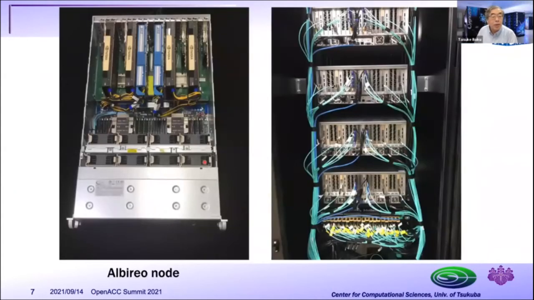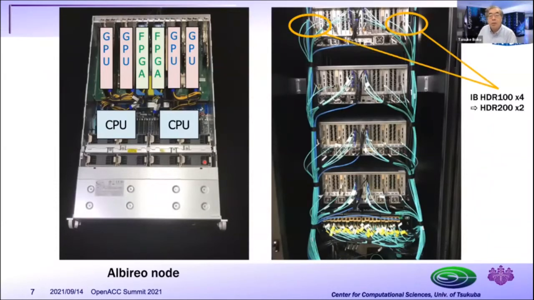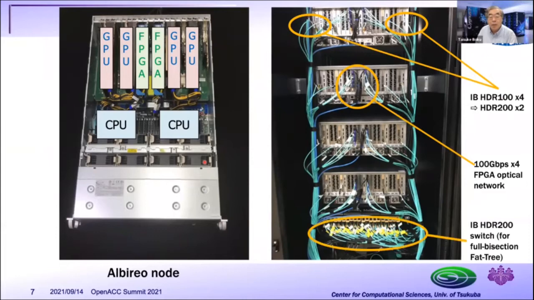So this is the picture, and we have 2 socket CPUs, 4 NVIDIA V100 GPUs, and 2 Intel Stratix 10 FPGAs. And on the back side, we have 4 channels of InfiniBand HDR 100 and 8 channels of 100 Gbps optical link from the 2 FPGAs, and finally the network switch, HDR 200, to make the full bisection bandwidth of the fat tree to connect all the nodes.